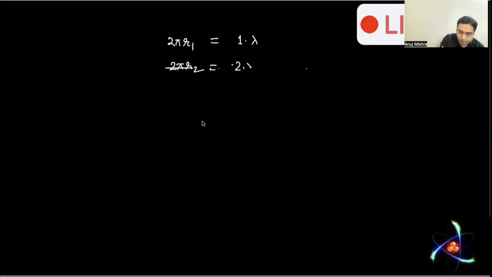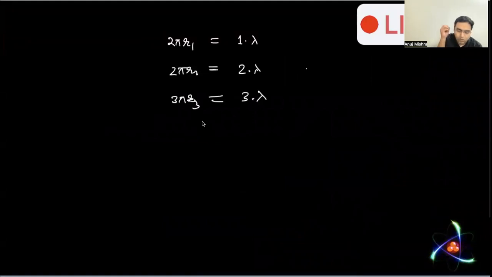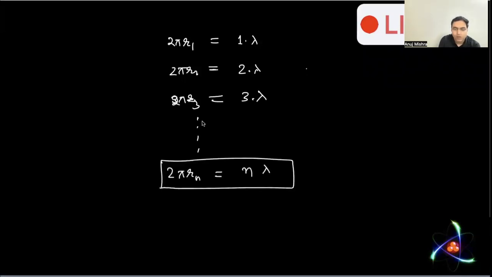2 pi r2, check it. If I generalize it, 2 pi rn is n lambda. Yes or no? Try to answer बच्चों. 2 pi rn कितना होगा बच्चे? n lambda हो जाएगा. होगा कि नहीं होगा?